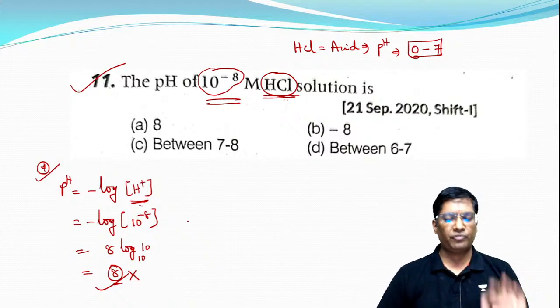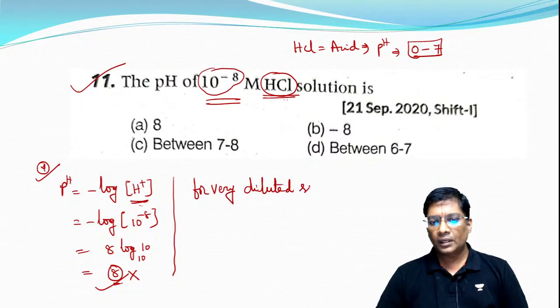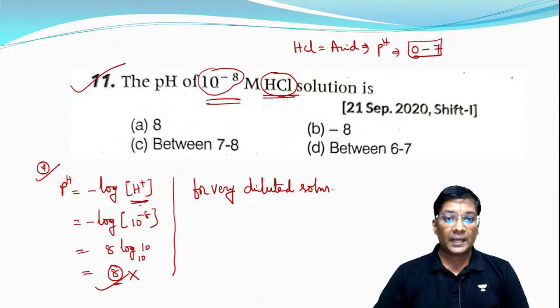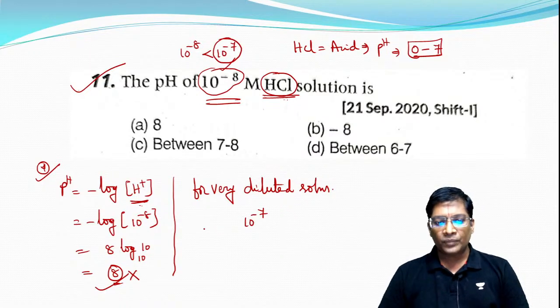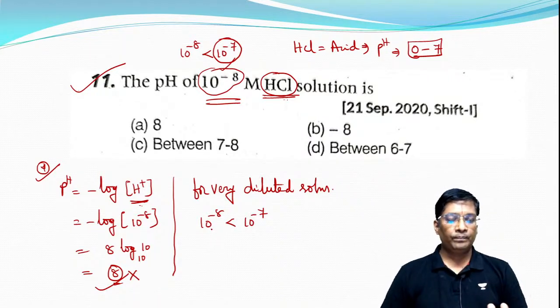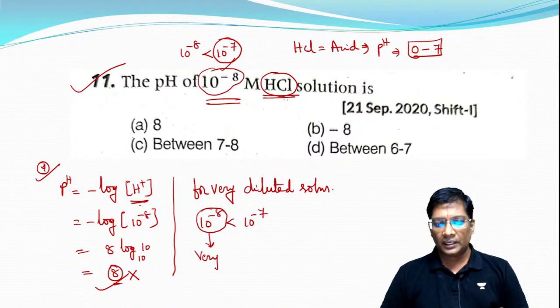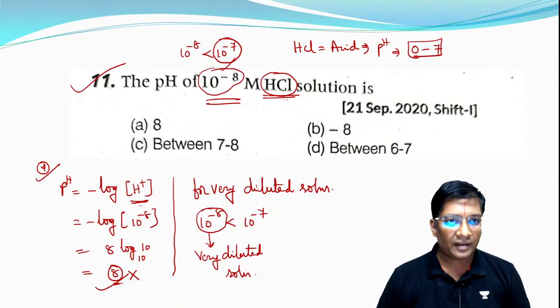And one more very important reason is, for very dilute solutions, 10 power minus 8 is less than 10 to the power of minus 7. For very dilute solutions, you need to check whether our concentration is less than 10 power minus 7 or not. You have to find out first. If it is less than 10 power minus 7, then definitely we can consider that it is a very dilute solution. Yes, Divya, very good. D is the correct answer.